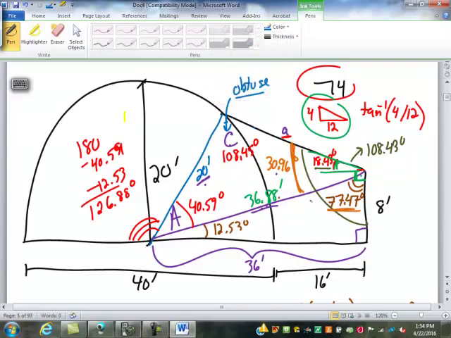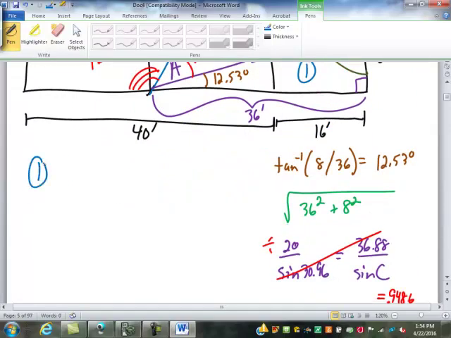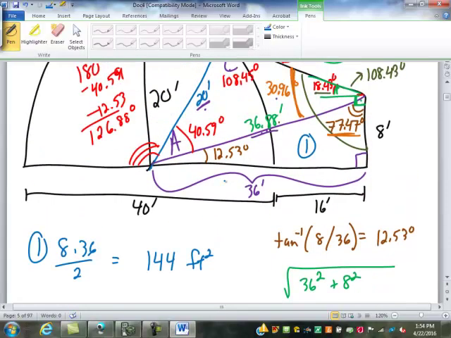So now I'm ready to find the areas. Area 1 here is pretty simple. How do I find it? Area 1 is a triangle that is 8 by 36. Divide that by 2. What's that? It's just 36 here and 8 there. It's just a regular right triangle.